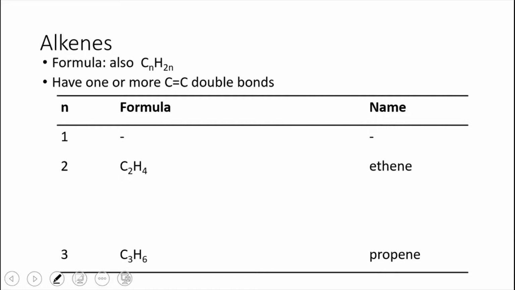So our first item in the series would be C2H4, and we call this compound ethene. The next one, C3H6, would be called propene. Notice that it's similar to the nomenclature of the alkanes, except the ending here is ene instead of ane.